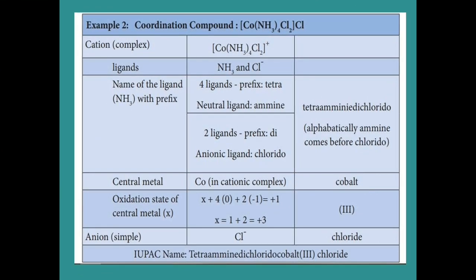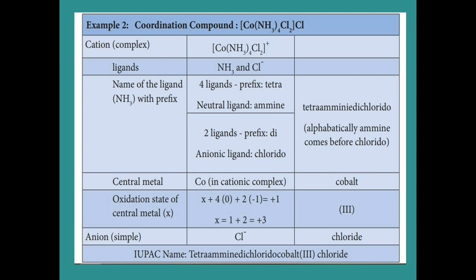In example 2, we have to split this compound; first, only the cationic complex is there. The ligands present here are ammine and chlorine. How many? Ammine is 4, so tetraammine, and it is a neutral ligand, and chlorine is 2 ligands, so di, and that ligand we have to write as chlorido. So tetraammine dichlorido, in alphabetical order we are going to write, and the central atom is cobalt here. It is present in the cationic complex, so we mention the cobalt as it is.